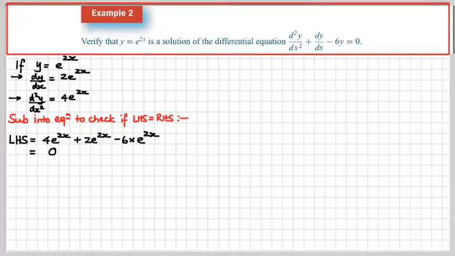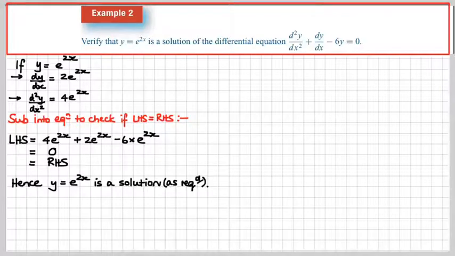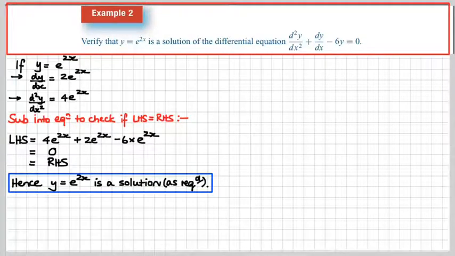It comes out to be 0, and that's equal to the right hand side, so we've just proved it. We've just proved that e to the 2x as our value for y is a solution, anyway, of that differential equation.